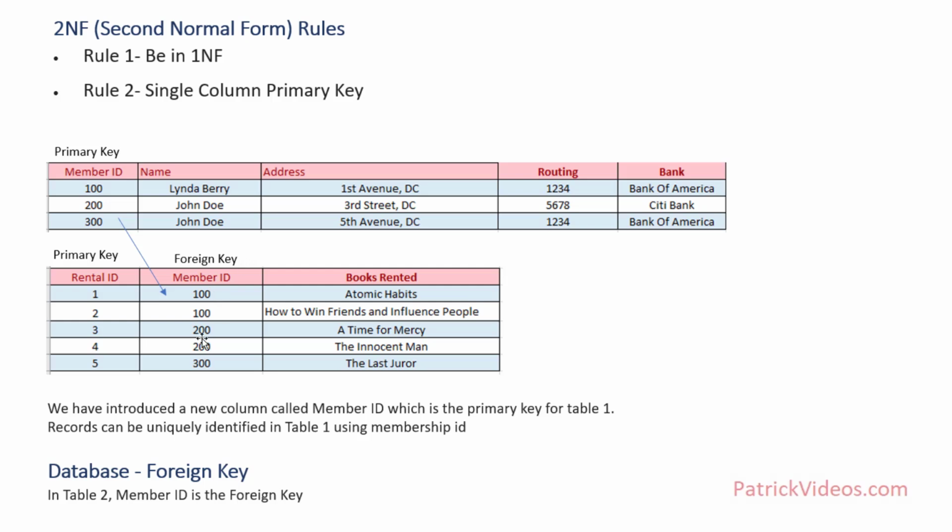And this member ID, whose sole purpose is to create joins between the primary table and the secondary table, is considered the foreign key. So the member ID is the primary key right here and the foreign key right here, because the purpose of this member ID is to create a join between these two tables. And the rental ID is the primary key of this table. It is unique for every record.